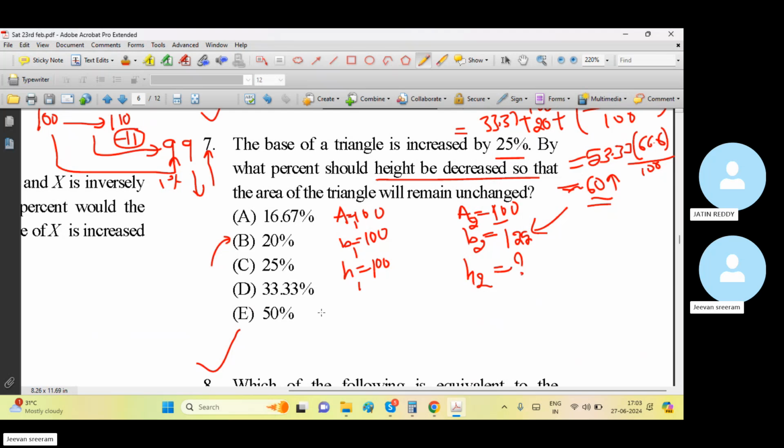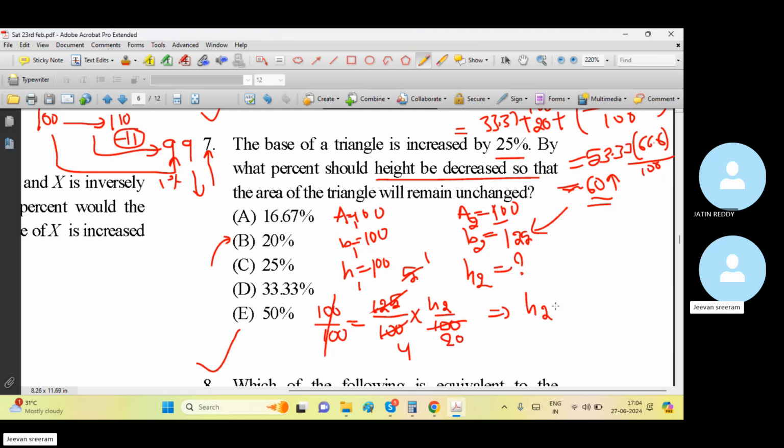Yes, sir. A2 by A1, 100 by 100, is equal to B2 by B1, 125 by 100, times H2 by H1, H2 by 100. Any doubt in this? No, sir. 25 5s are 125, 25 4s are 100, correct? Yes, sir. So H2 is equal to 80. Yes, sir. So how much decrease is necessary? How much reduction is necessary? 20%. 20%. B is the right option.